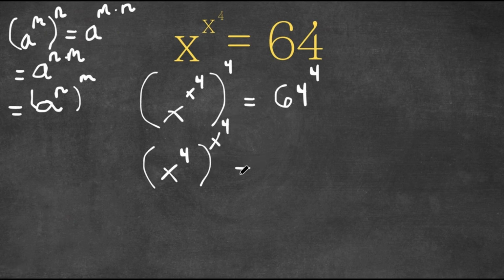And this is equal to, now I'm going to rewrite 64 as 8 squared. So now we have 8 squared to the power of 4. Now remember, if we have something in the form a to the power of m to the power of n, this is equal to a to the power of m times n, meaning 8 to the power of 2 to the power of 4. This is equal to 8 to the power of 2 times 4, which is 8 to the power of 8.